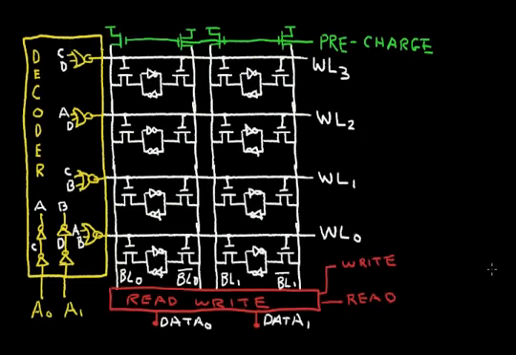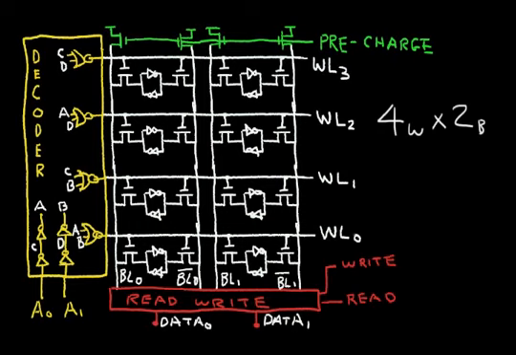So here's my memory array again. And notice that each word line drives 2 memory cells, and I have 4 word lines. So this memory is 4 words times 2 bits per word. And 2 times 4 is 8, so I have 8 different memory bits.